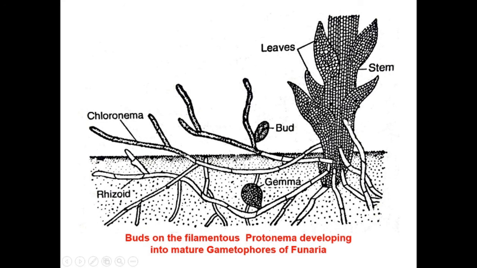The mature gametophytic plants later develop their own rhizoidal system. The rhizoids in the mature gametophytic plants show oblique cross walls.